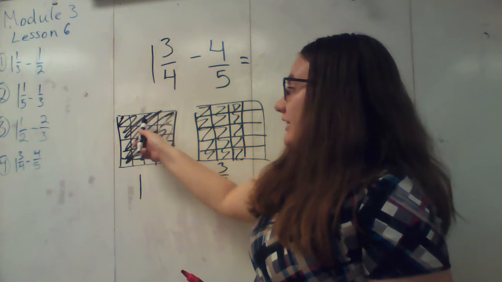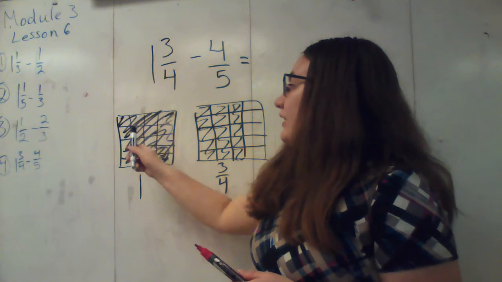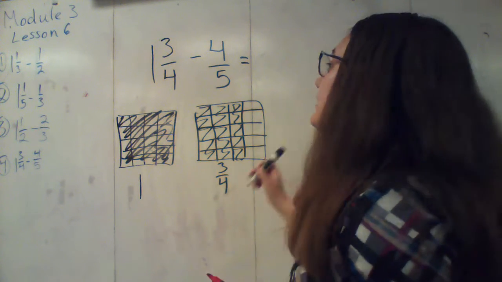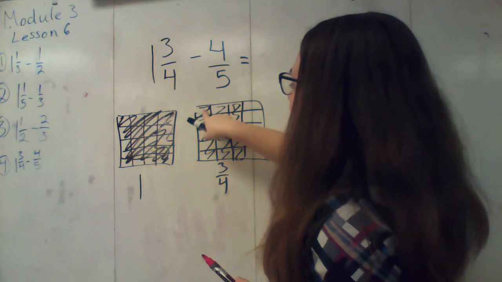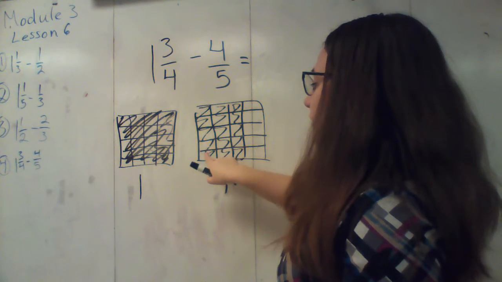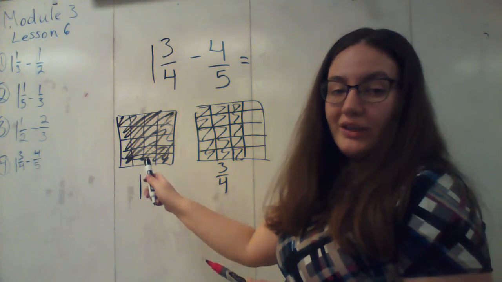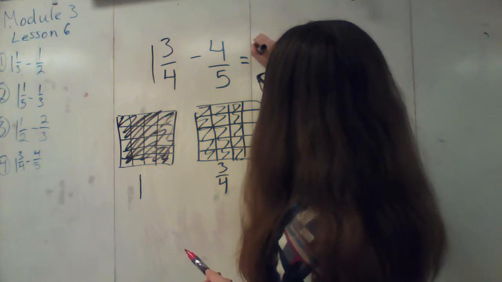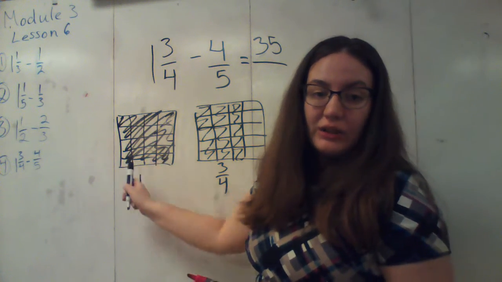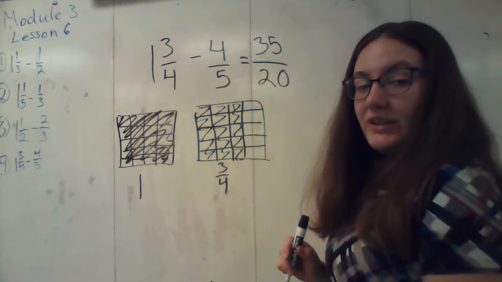I'm going to count the amount that is shaded in going over and then down. So I have 1, 2, 3, 4, and then 1, 2, 3, 4, 5. So 4 times 5 is 20. And then I have to add the amount over here. So I have 1, 2, 3, and 1, 2, 3, 4, 5. So that would be 15 because 3 times 5 is 15. So 20 plus 15 is 35 over 20 because I only want to count the amount of pieces that are over here. So I have 35/20.